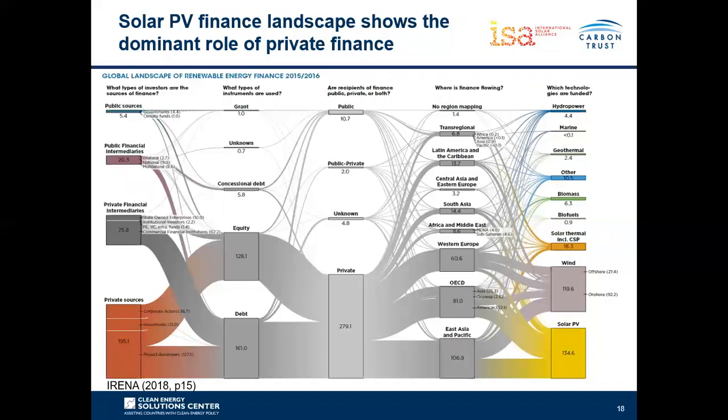And we can see the recipients of it. So this would be the developers, again, primarily private developers that are constructing and implementing these projects. And a very wide variety of where the finance is flowing, although East Asia and the Pacific, as well as the developed nations in Western Europe and the OECD, accounting for the vast majority of the finance flow. And again, we can see solar PV and wind are the predominant technology types that are receiving these funding.